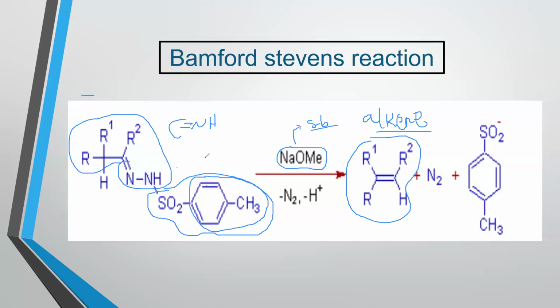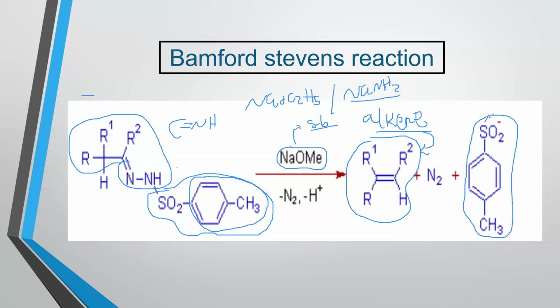Okay, it's an alkene. So simply you have to remember that whenever paratoluene benzene sulfonyl is attached with the imine group, and it reacts in presence of a strong base like sodium methoxide, there can be NaOC2H5, or NaNH2. These are all strong bases. This is sodamide, NaNH2. Okay, so it will give me alkene, and this paratoluene benzene sulfonyl group will get removed from that imine group.